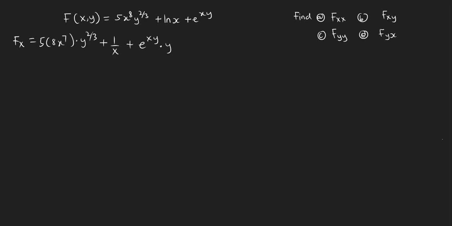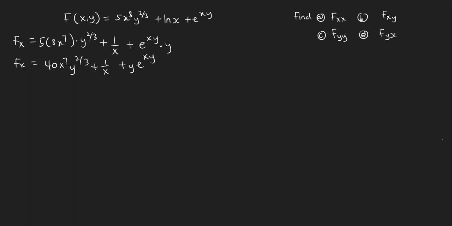So in rewriting this, you're going to have fx equal to 5 times 8, which will be 40. So you're going to have 40x to the power 7, times y to the power 2 on 3, then plus 1 on x, and then plus y multiplying e to the power xy. Okay, this is what you will have.